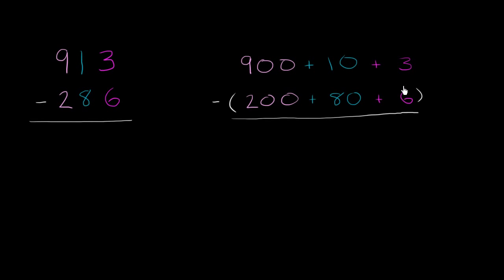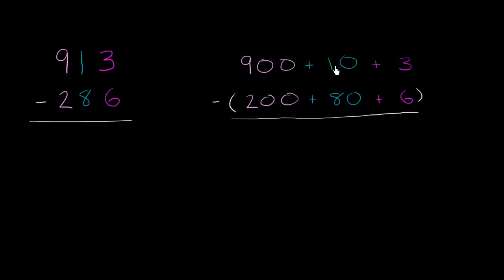So let's try to subtract going place by place. If we start in the ones place, we have a problem immediately. 3 is less than 6. How do we subtract a larger number from a smaller number? We also have a problem in the tens place. 80 is larger than 10. How do we subtract a larger number from a smaller number?